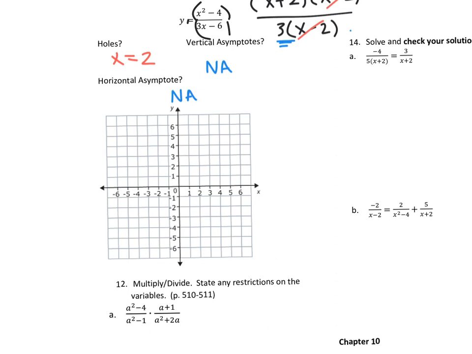So I'm at my table and I have the points. It looks like a linear function: -2, 0, -1, 1/3, 0, 2/3, 1, 1. And then there's an error at 2. So I'm going to connect these right here. That error means that is where you're going to have the hole right here. So at 2, I'm going to make an open circle to represent my hole.